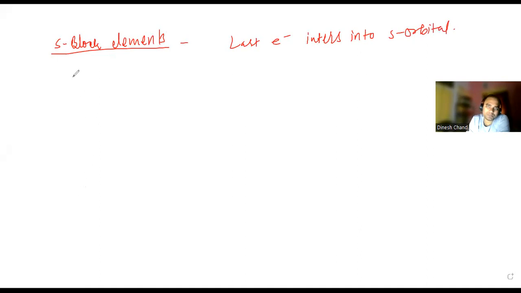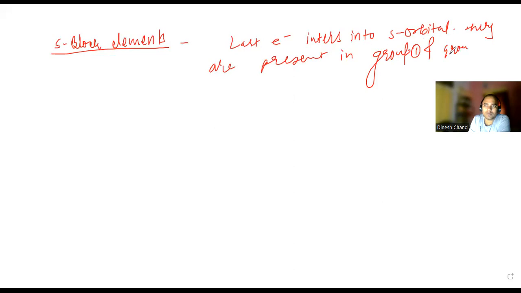Here you see, they are present in group 1 and 2. Where they are present? Present in group 1 and 2. Only two groups are present, group 1 and group 2.